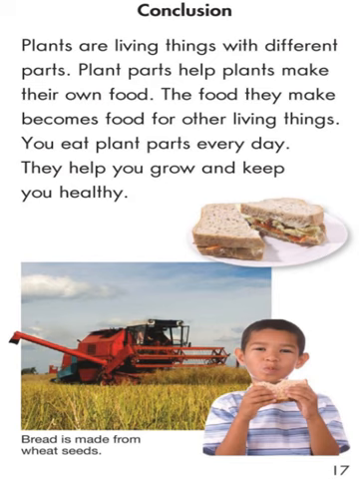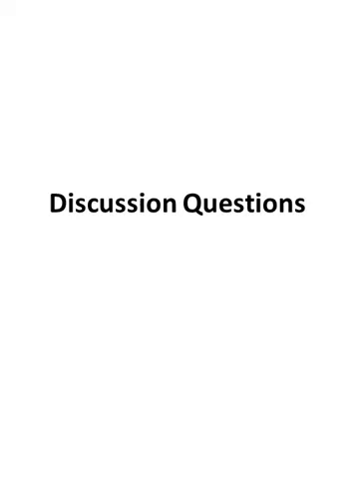Plants are living things with different parts. Plant parts help plants make their own food. The food they make becomes food for other living things. You eat plant parts every day. They help you grow and keep you healthy. Now the discussion questions. I will read the question and give you a few seconds to think about the answer.